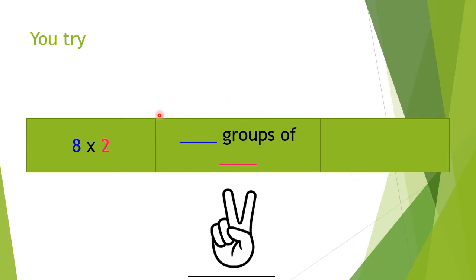Okay, so let's check. So, 8. Here should be 8. 2. Here should be 2. And then the answer, 8 times 2 should be 16.